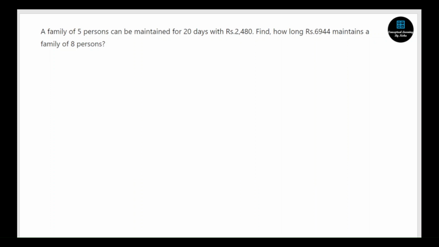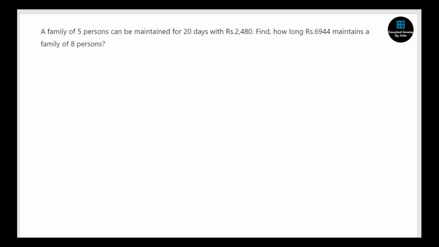Now, what have we learned so far? Direct proportion is when one quantity increases, the other increases, or one decreases, then the other decreases. So that is direct proportion. When one quantity increases and the other decreases or vice versa, then it is called inverse proportion or inverse variation. Now let's understand this with the first question.